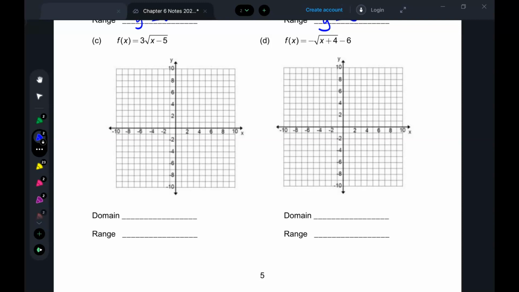Okay, next one. Where are we going to start? You're going to go right 5. To the right, and then it's a stretch of 5. So it's going to go 5, 0, right? There's nothing being added. 3 over 1. Yeah, so think about that.